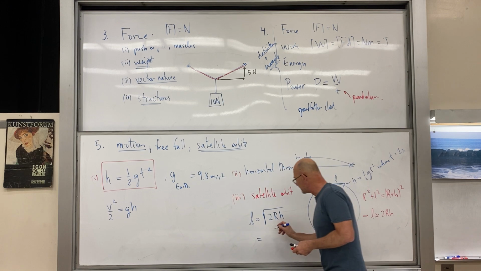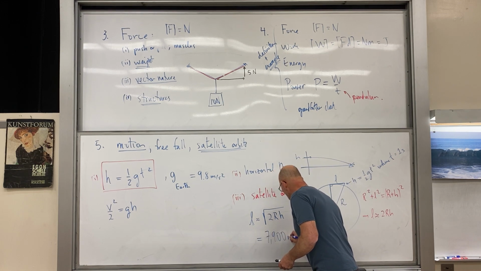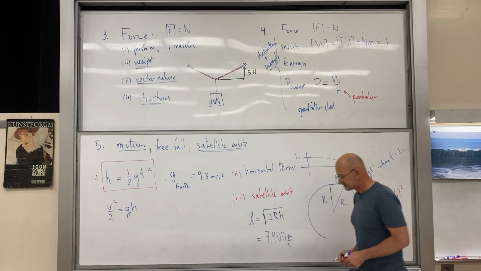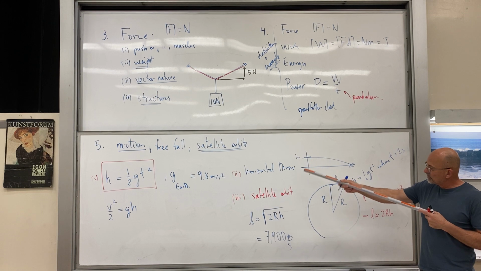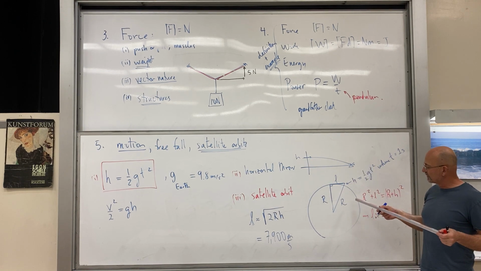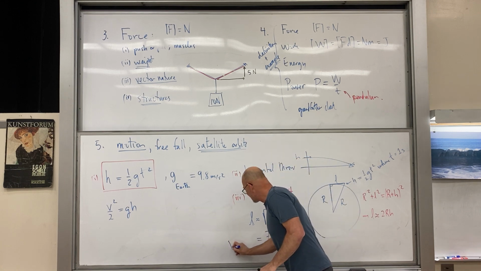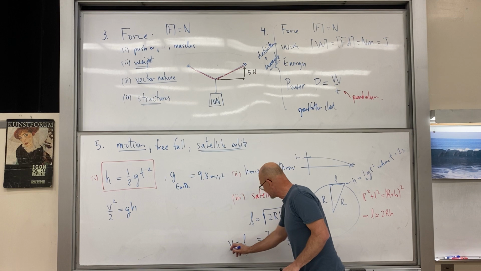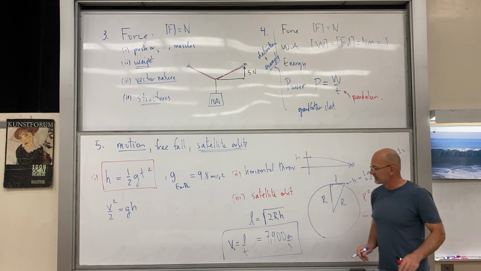You end up with 7,900 meters per second. So you want to be able to duplicate this and know the arguments for it, because that's v equals L over t is equal to 7,900 meters per second. That's the orbital speed. Okay.